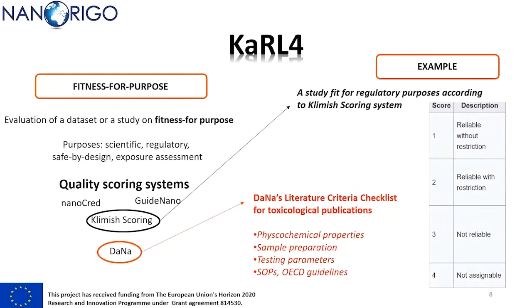KaRL 4 represents fitness for purpose of a study. Since there are different purposes like scientific or regulatory, safe by design, exposure assessment or other, there are different quality scoring systems like NanoCred, GUIDEnano, Klimisch scoring, DaNa, and so forth. Klimisch scoring is suitable for studies for regulatory purposes. Here on the right you can see the score grade of Klimisch scoring, and the studies with score 1, which are reliable without restriction, are suitable for regulatory purposes. Another way to score studies is DaNa's literature criteria checklist, which requires studies to report physicochemical properties, sample preparation, testing parameters, standard operating procedures, OECD guidelines, and other.